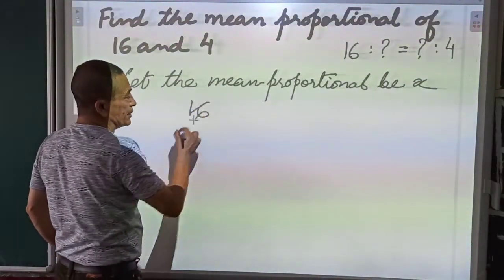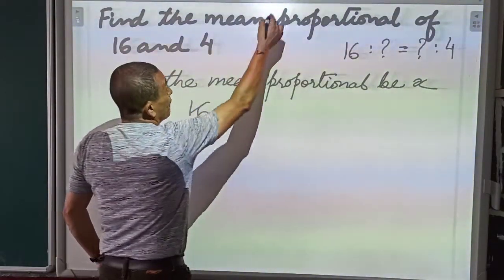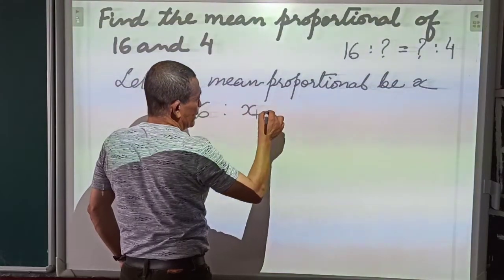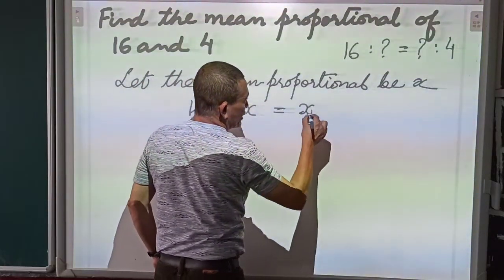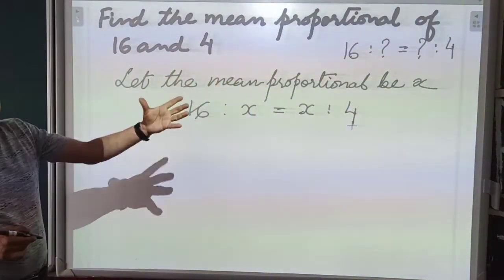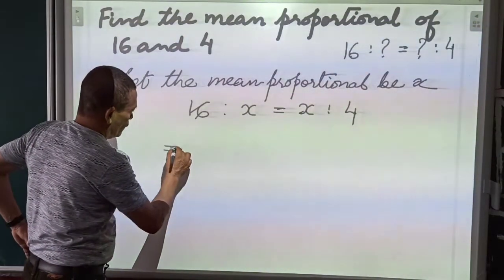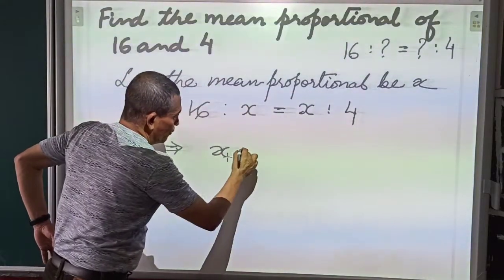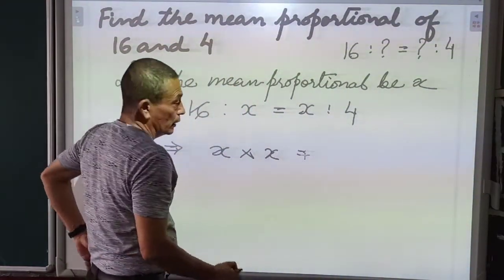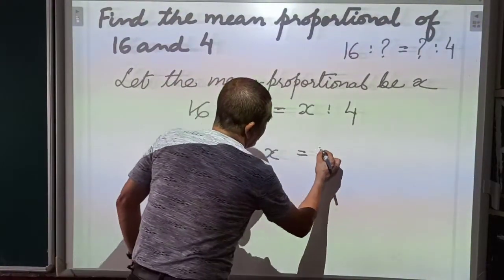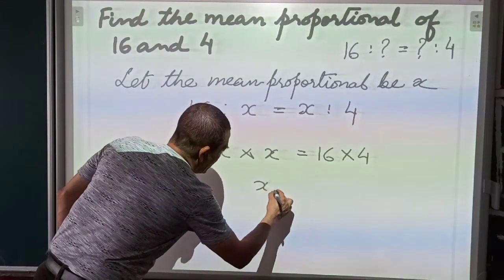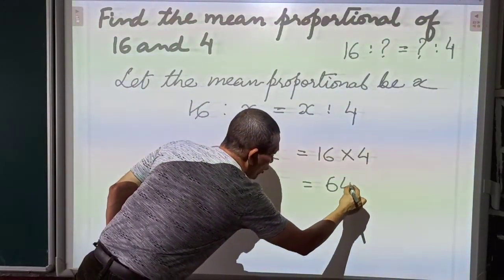So now I can write it as 16 is to x is equal to x is to 4. Taking the means, that is x multiplied by x will be equal to 16 multiplied by 4. x into x is x squared, which is equal to 16 into 4, which is 64.